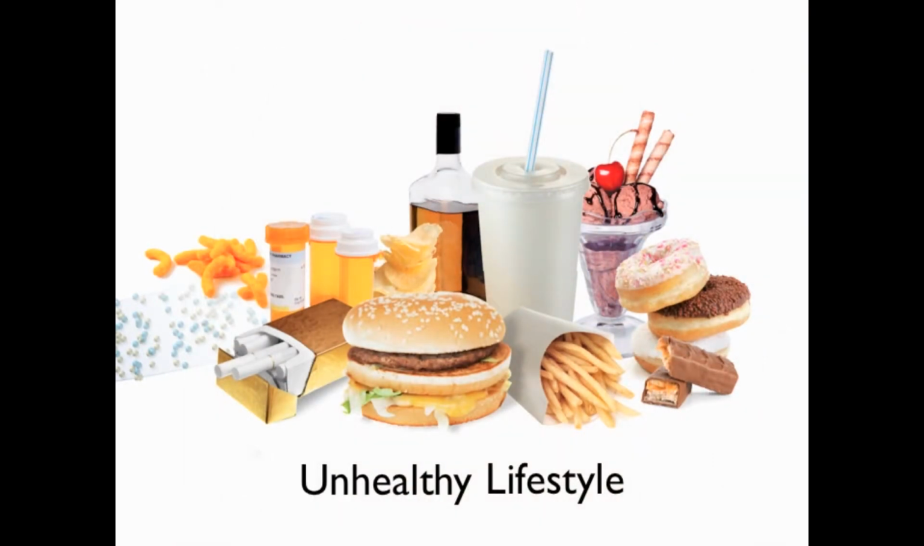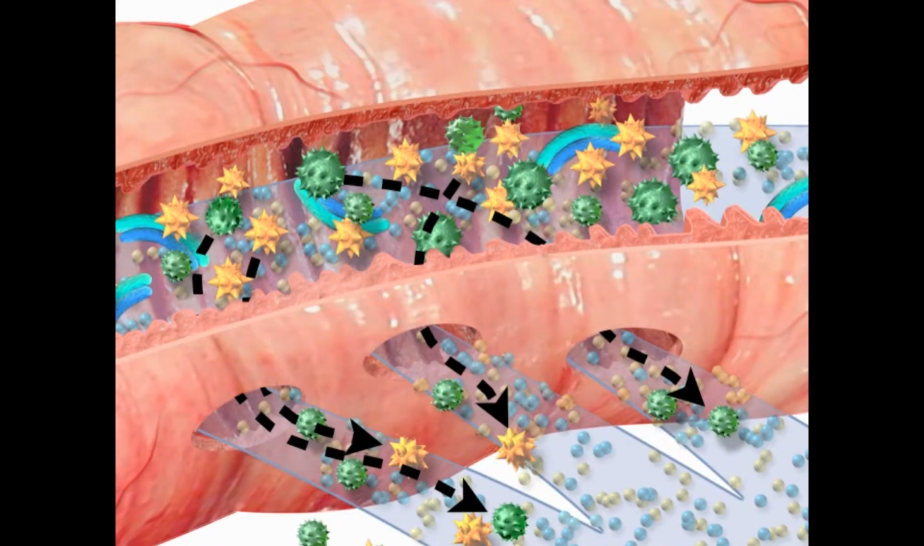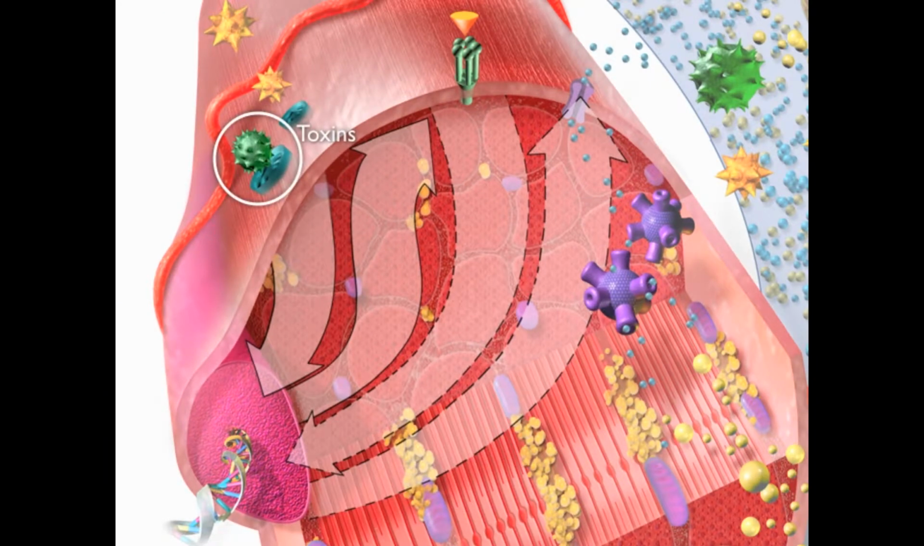Now, the initial influence of an unhealthy lifestyle is on the intestine. Here we see the intestine is filled with excess levels of fat and sugar and toxins, and they all combine to weaken the wall of the intestine and make it leaky. And here we see toxins leaking through that intestinal wall, getting into circulation. Those toxins then make their way to the tissues.